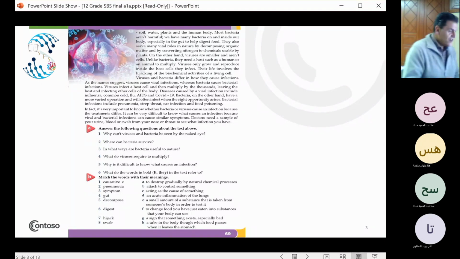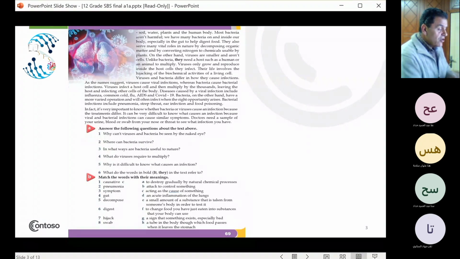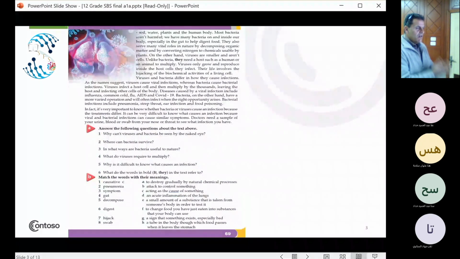Causative. Causative. What does it mean? Causative means acting as the cause. We have here a key word, which is cause. What do you mean by cause? So it is the key word. Acting as the cause. So it means causing something.